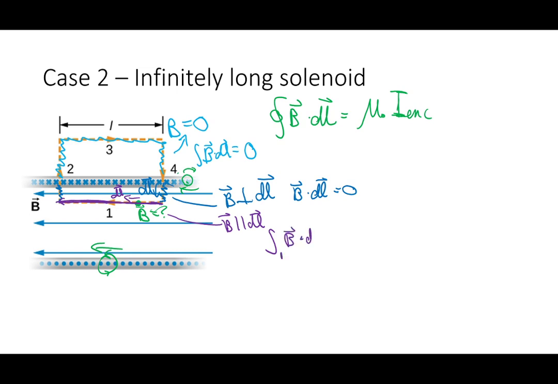Because they're the same radius at every single point along, you expect the magnitude of the magnetic field to also be the same, so you end up with the length of section 1, which is L. And everything else, all the other parts give you 0.